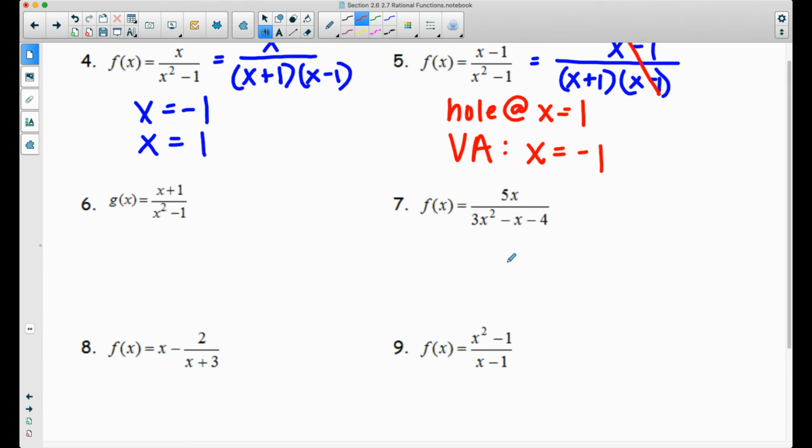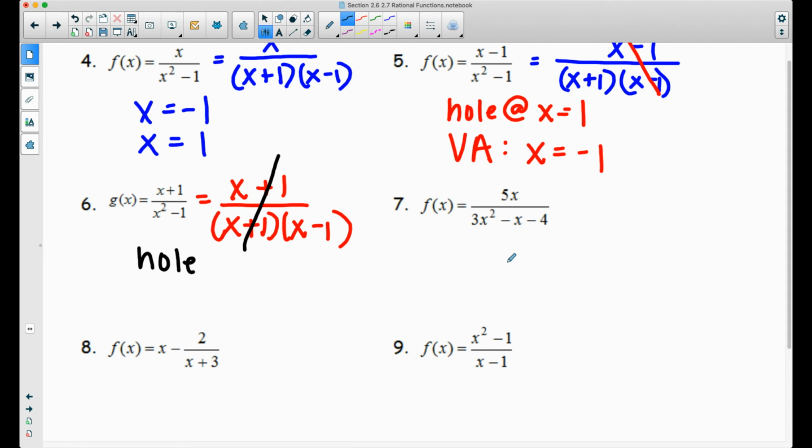Number 6 is the same, but switched. So I get that there is a hole at x equals -1 and a vertical asymptote at x equals 1.